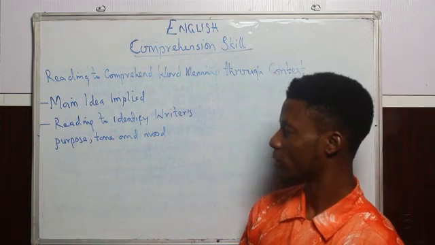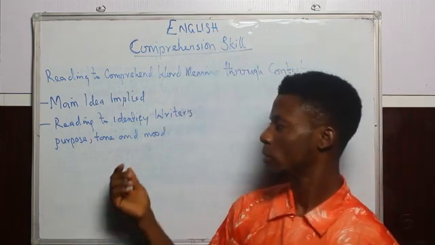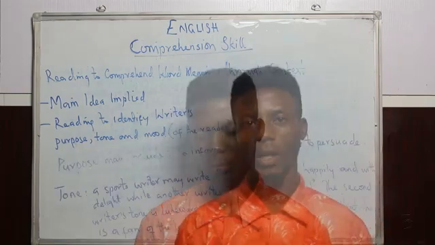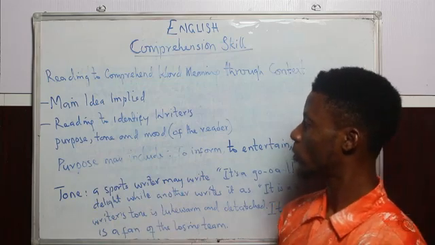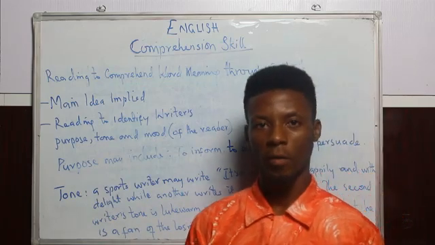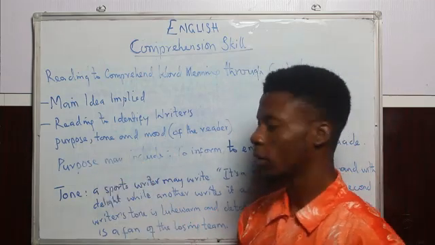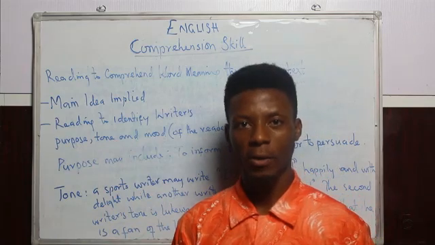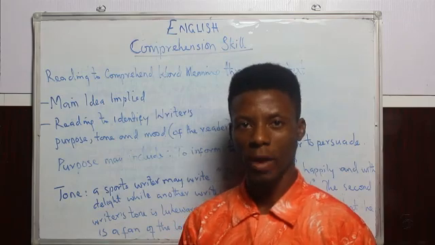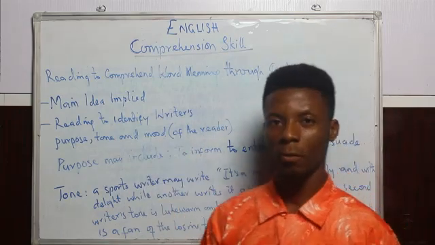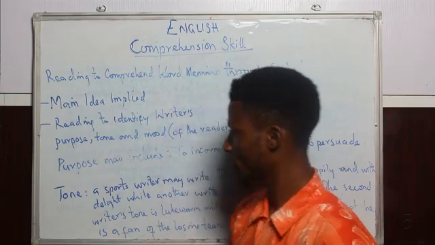Now let us take a look at reading to identify a writer's purpose, tone, and mood. Let us now take a look at the purpose, the tone, and the mood of a writer. Let us take note of this as well. The tone is the way a writer feels. It reflects the feeling of a writer, while the mood reflects the feeling of a reader.